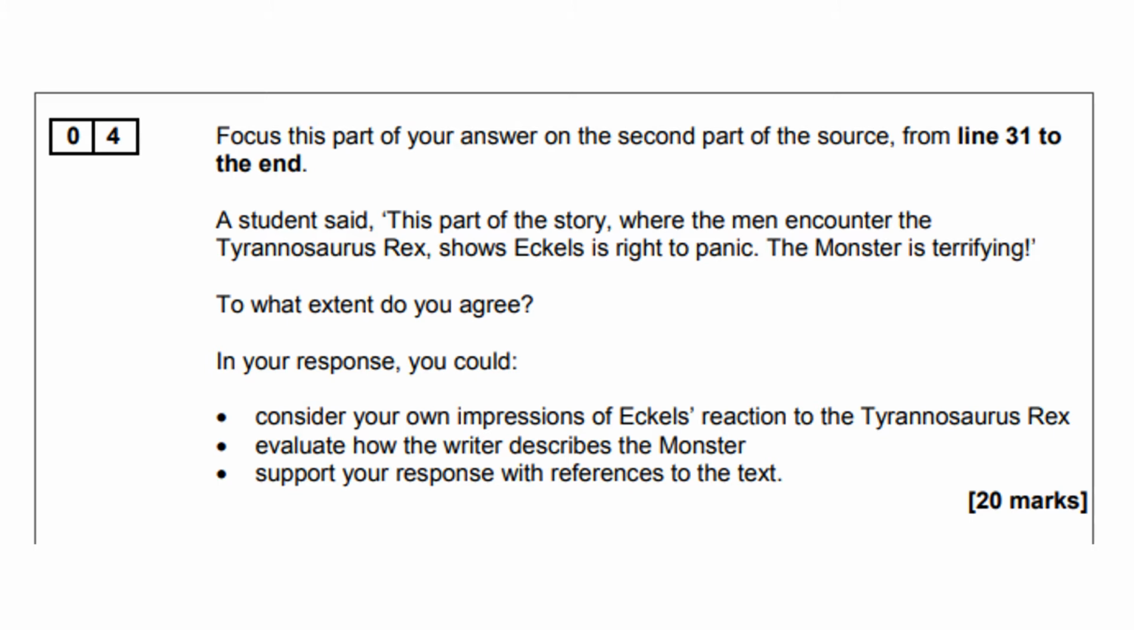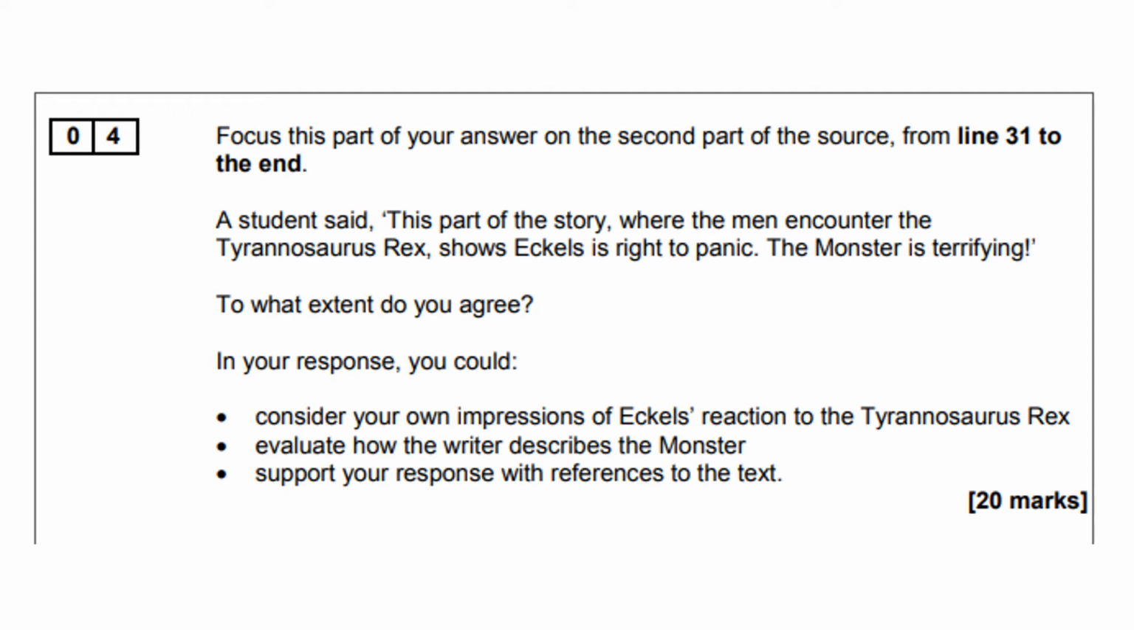Now take the time here to look at what this statement is asking you to look at, because often there is more than one focus. And here we have 2. The first is that Eccles is right to panic, and the second is that the monster is terrifying. And you should deal with both of those in your answer. Then it says, to what extent do you agree? In your response, you could consider your own impressions of Eccles' reaction to the Tyrannosaurus Rex, evaluate how the writer describes the monster, and support your response with references to the text.